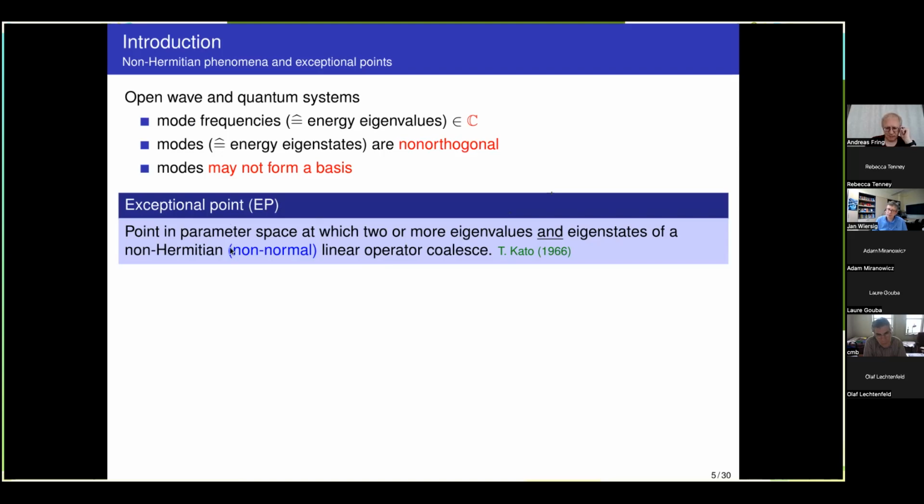An exceptional point is a point in parameter space at which two or more eigenvalues and eigenstates of a non-Hermitian linear operator coalesce. And let me just mention that it's not enough that the operator is non-Hermitian, it has to be non-normal. Let me also mention that I do not distinguish here really between PT-symmetric systems and non-Hermitian systems. As Michael Berry once said, NH is the big brother of PT. So it's more general, if you want.